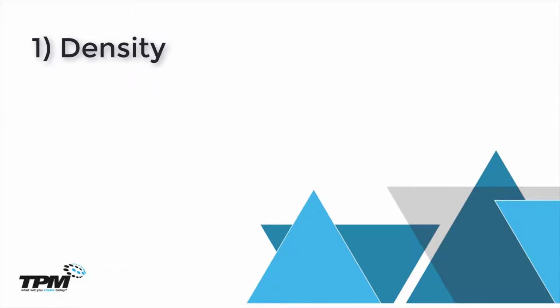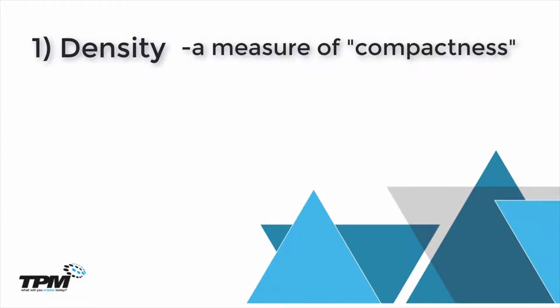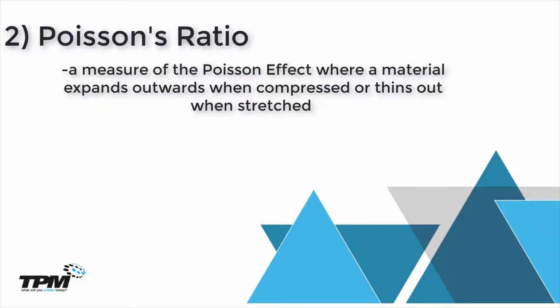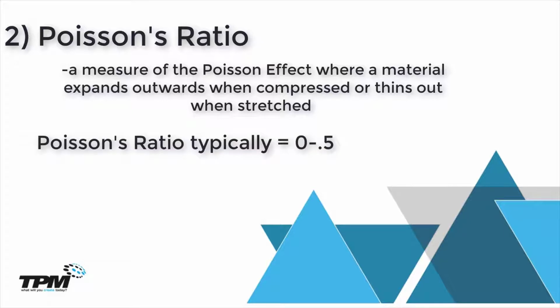The first one is density, and density is simply a degree of compactness, and most people know what this property is already. Poisson's ratio is simply a measure of the Poisson effect, or the phenomenon in which a material tends to expand in directions perpendicular to the direction of compression. The opposite is also true, like when you stretch a rubber band and the band becomes thinner. Most materials have a Poisson's ratio between 0 and 0.5, steel being 0.3. This is almost always listed by the manufacturer or it can be found from similar materials.